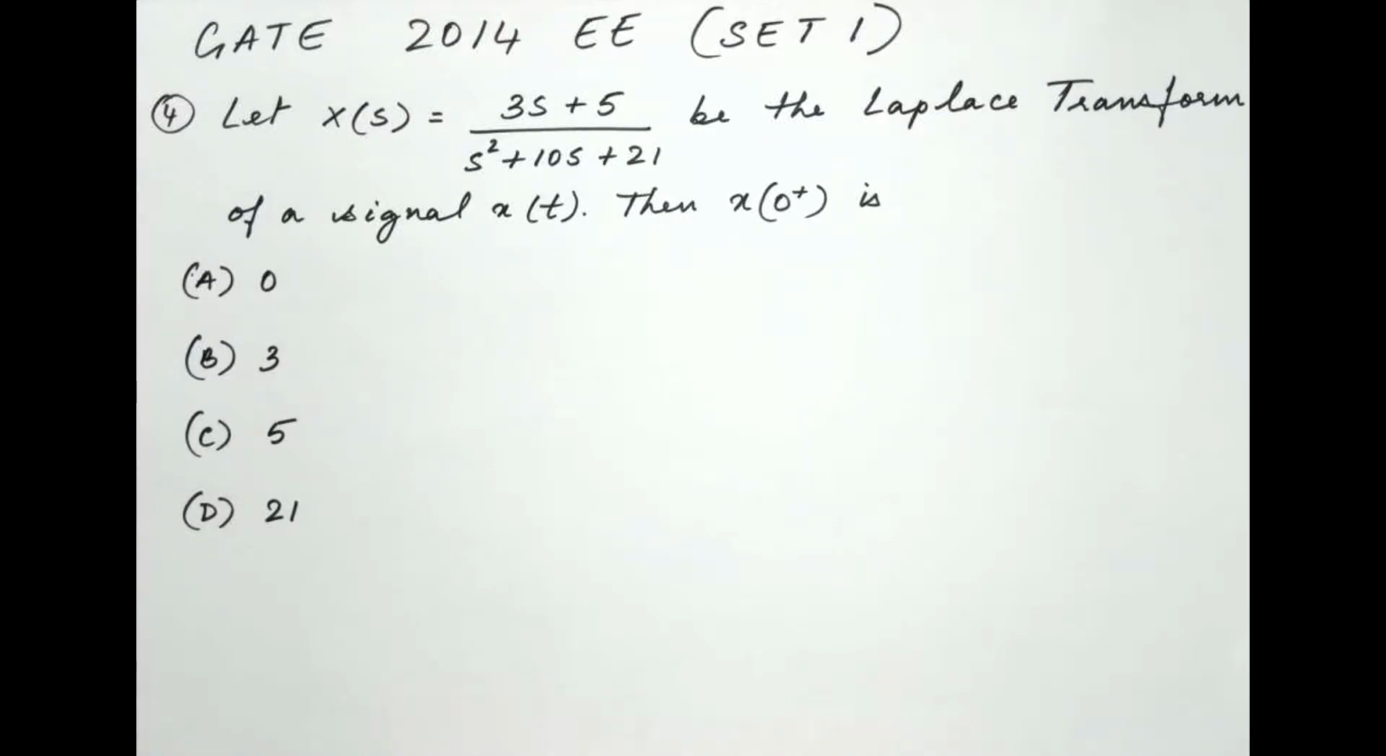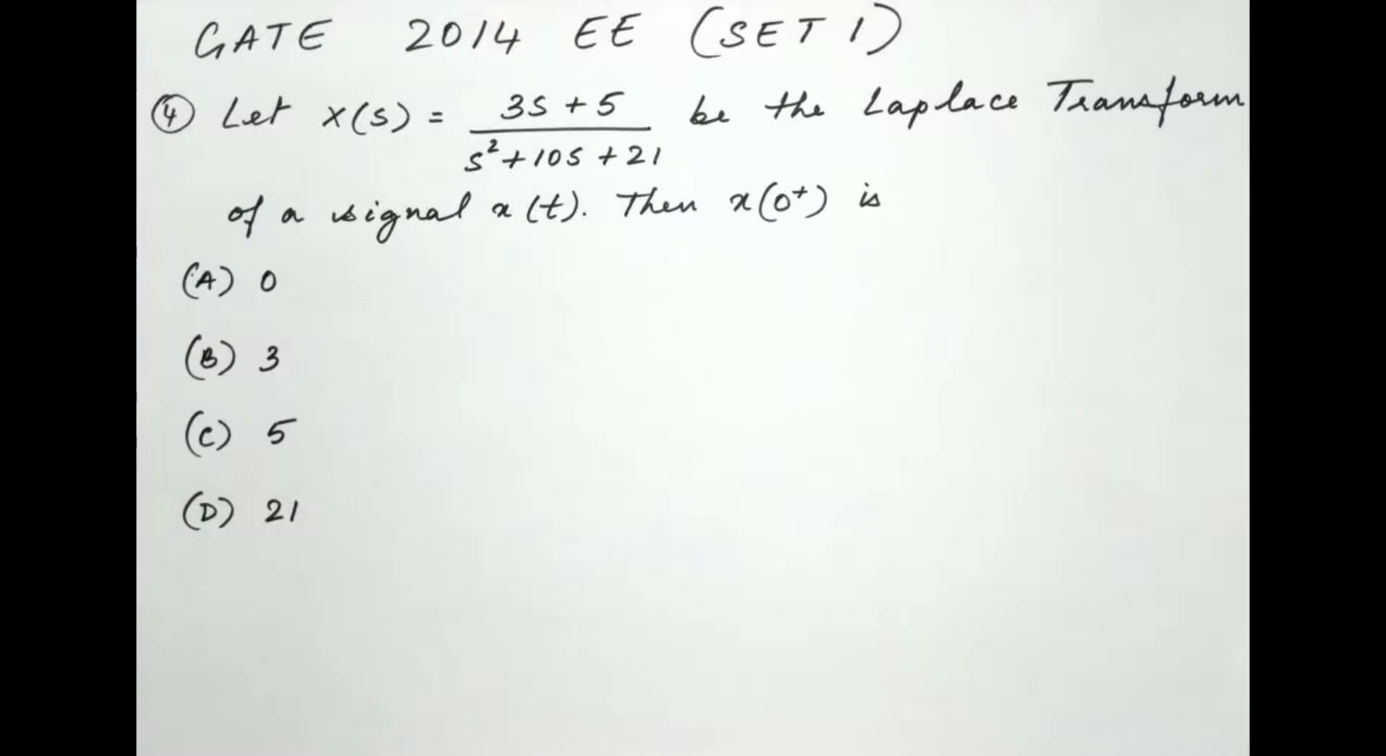Okay, so here's our next question, number 4 of the series. The question reads, let X(s) = (3s + 5)/(s² + 10s + 21) be the Laplace transform of a signal x(t). Then x(0+) is. So we have our 4 options given.